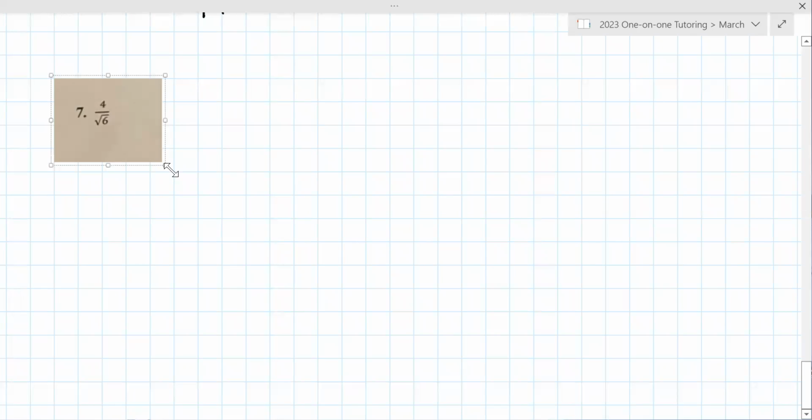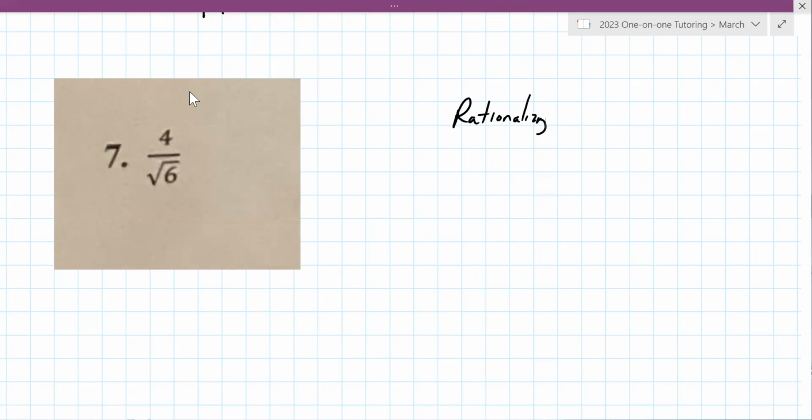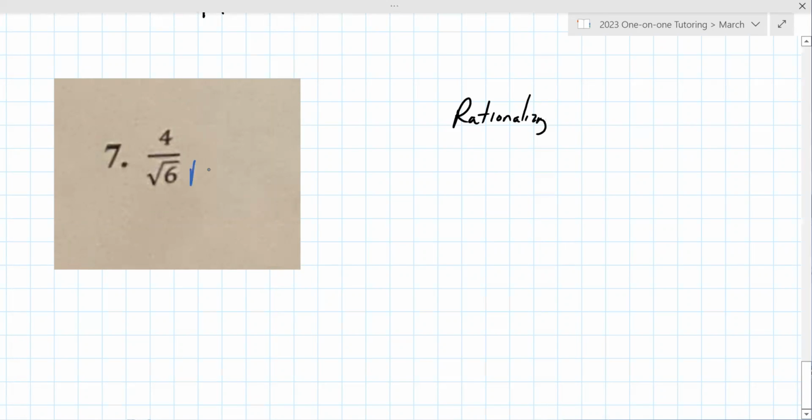So number 7 here, number 7 is all about rationalizing. You multiply the top and bottom by the square root of 6. So the numerator becomes 4 square root of 6. What does the denominator become? Square root of 6 times the square root of 6. What is that?